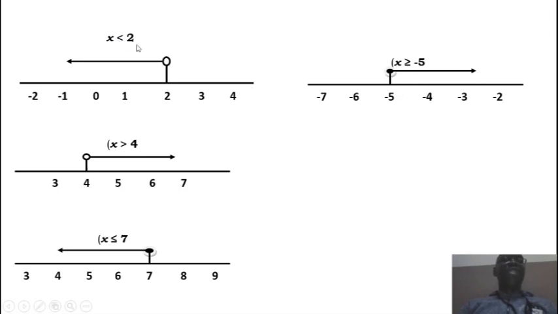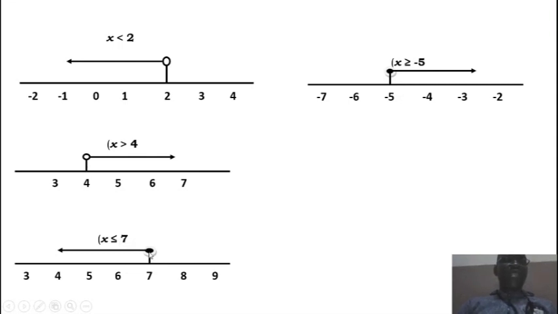Then it said less than, it means x can be anything less than 2, which means from 2 downwards, backwards to anything that is smaller than 2. Likewise, since x is greater than 4, we stand on 4 and do the same thing, but go towards all numbers that are bigger than 4. Next one, x is less than or equal to 7.